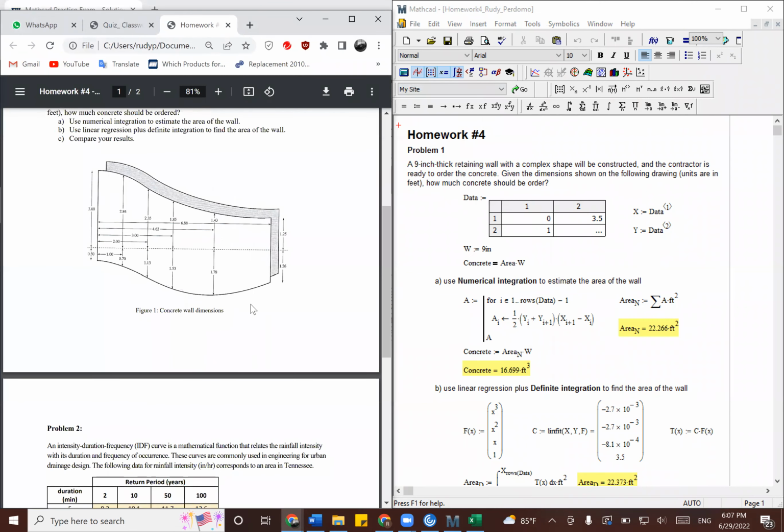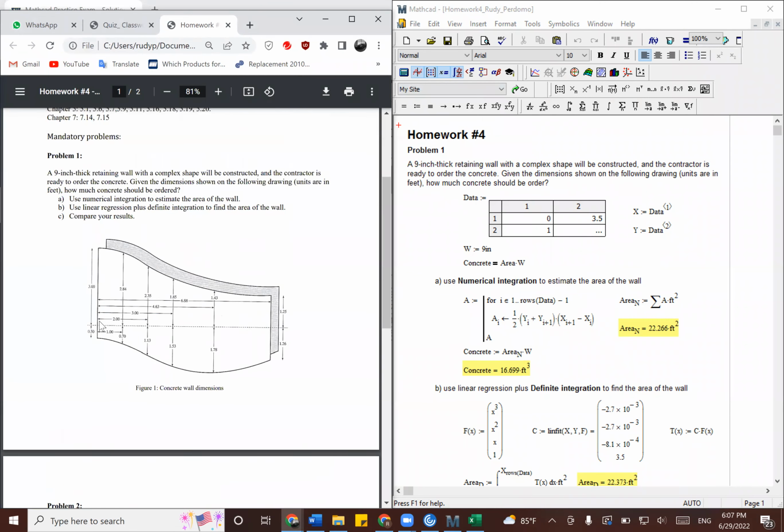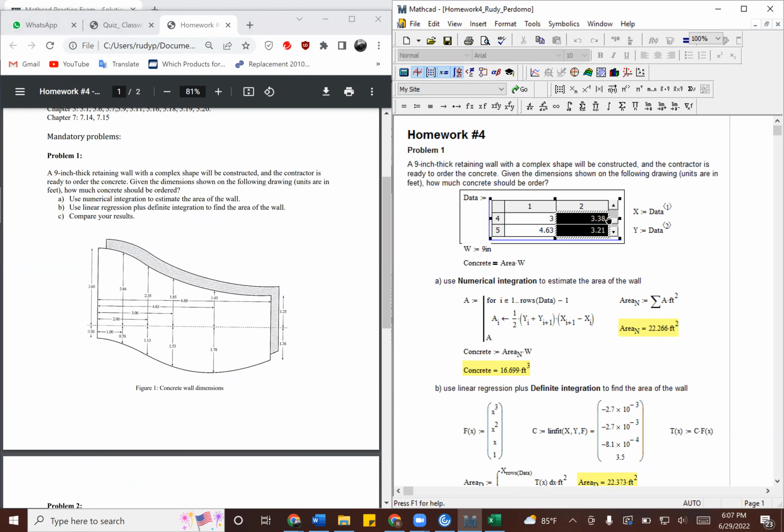So it gives us this concrete wall, where it's asking us to find pretty much the area of this wall, given all these measurements. So we would start at x equals 0 here, right? And this would be x equals 1, x equals 2, x equals 3, x equals 4.63 and 6.88. So those are your x's. For y, you would just add the length of this.